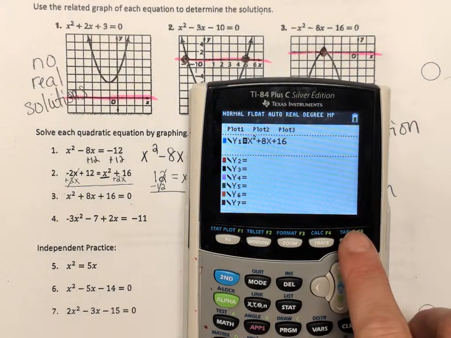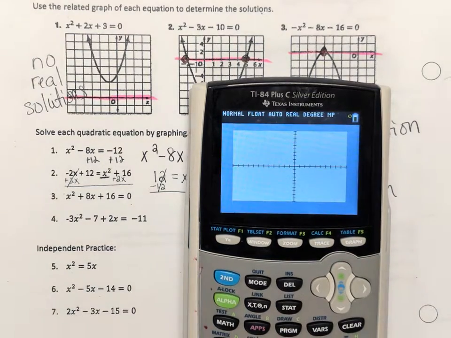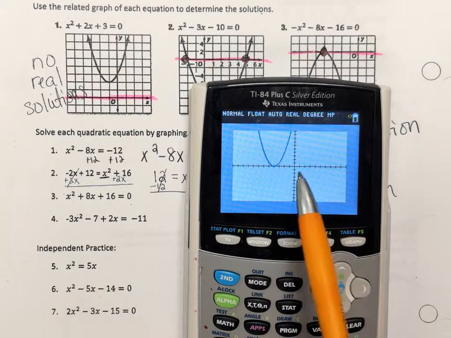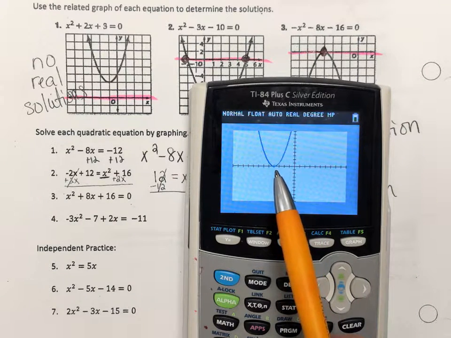Kyron, you good over there? Okay, let's see what we got on this one. Oh, looks like I got one of them, right? What's that 1 point? Looks like negative 4. Okay, how can I check to make sure that that's negative 4?